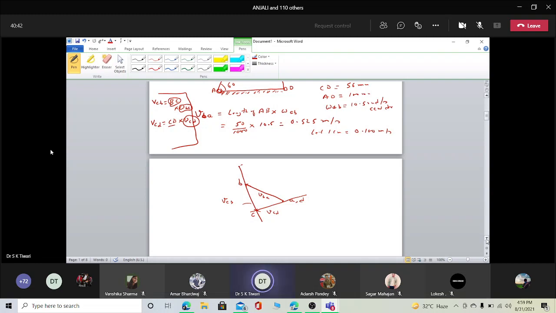Is it clear? Now what you can do, you can measure this vector multiplied by the scale, and you will get the velocity of C with respect to B. Similarly, you can measure this vector, multiply the length of this vector with the scale, and you will get the velocity of point C with respect to point D, from here to here. Once you have the velocity of C with respect to B from this vector, this vector tells you that.